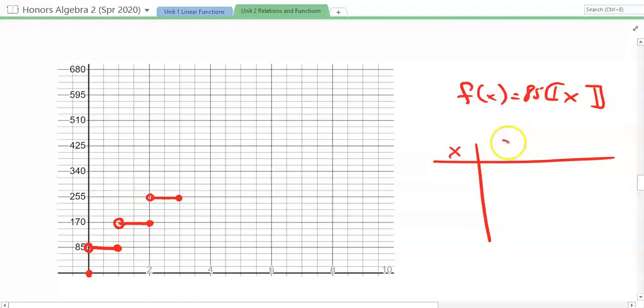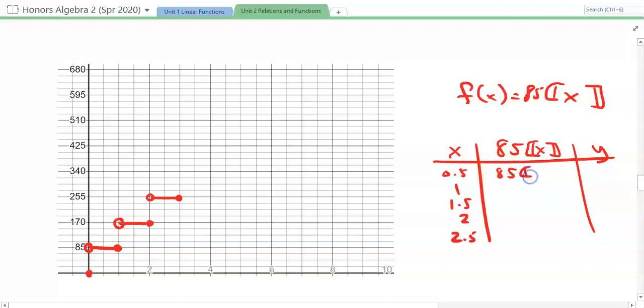So here's my x's, here's my function, 85, greatest integer of x, and then what my y values would be. And so let's look at some values. A half, 1, 1.5, 2, and 2.5. And so what this function does is it will round up, because it's the greatest integer function, the value that is inside the brackets to the next integer. And so 0.5 would round up to 1. And so 85 times 1 is 85.